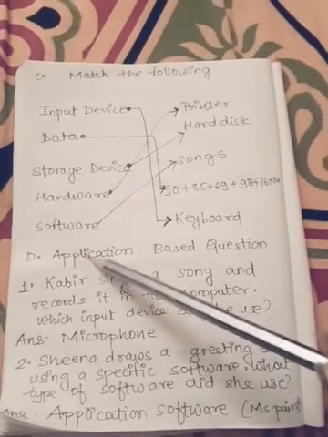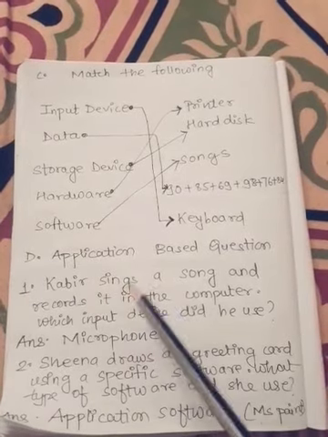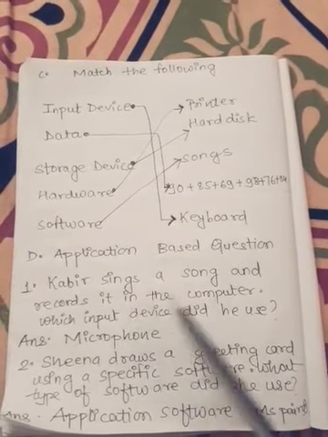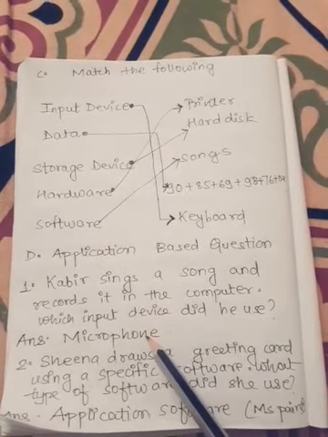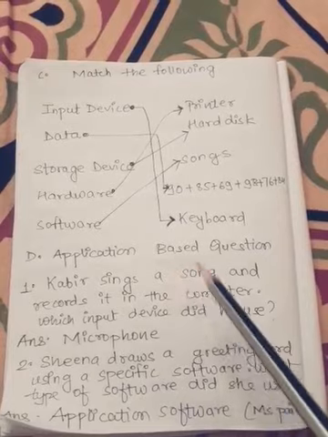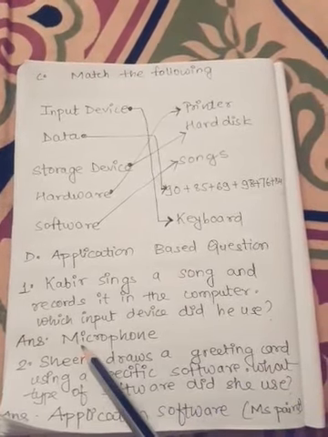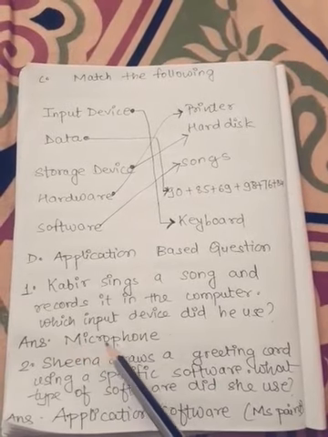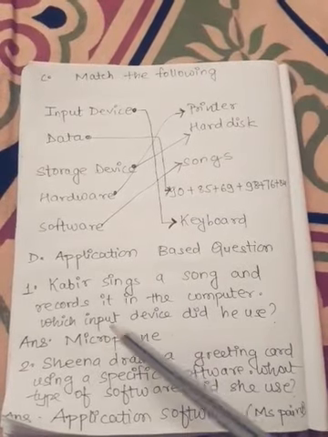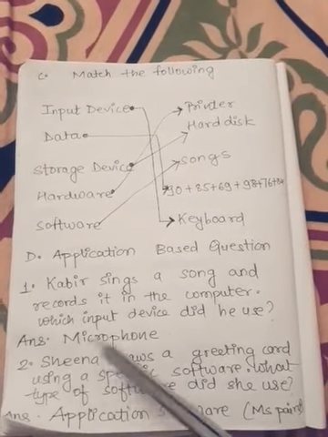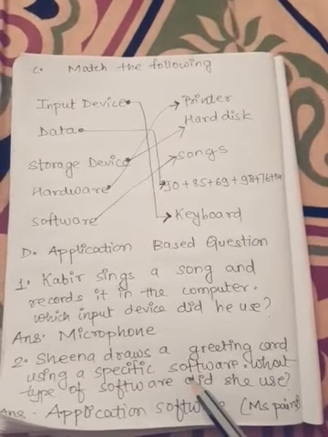Now come to section D, that is application based questions. Here, students, Kabir sings a song and records it in the computer. Which input device did he use? He used a microphone. On the very first page of your chapter 2, hardware and software, you have written that the microphone is a device which is used to record voice into the computer. So the microphone.